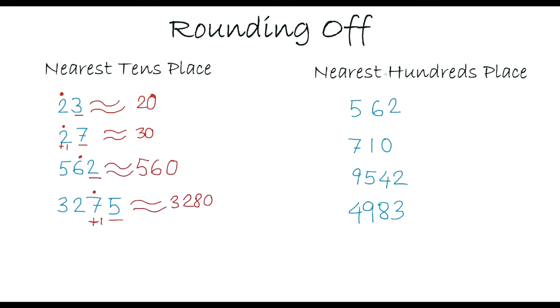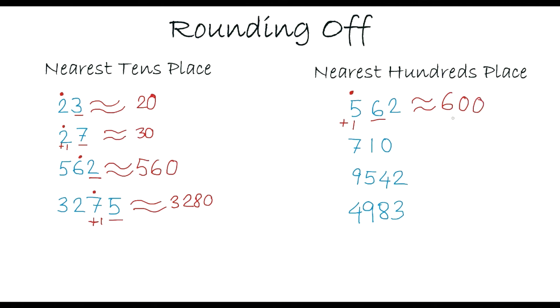Now we have some other numbers here, and here we have to round off to the nearest hundreds place. So let's find the hundreds place here. Ones, tens, hundreds. This is the hundreds place. So our target place is here. The next right side digit is 6. 6 is more than 5. So our target digit will increase by 1. So it will become 6, and this 6 will become 0. This 2 will become 0 also.